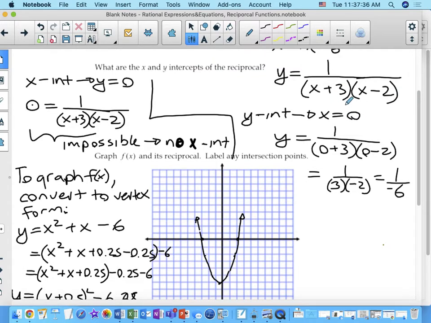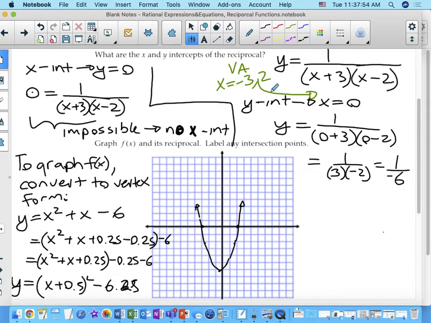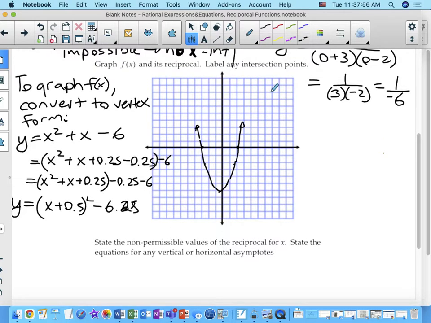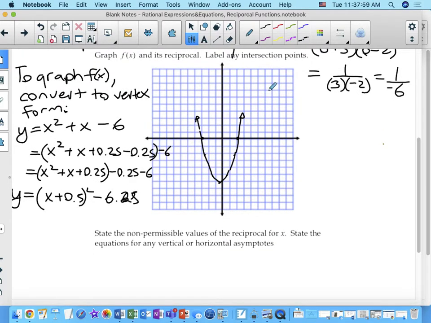Okay, so from this factored version, I know that I'm going to have vertical asymptotes at x equals negative 3 and 2. And my horizontal asymptote is y equals 0. So I'm going to put those in to guide myself. Okay, so here we go. There's one, there's the other. And then y equals 0 is the next one.